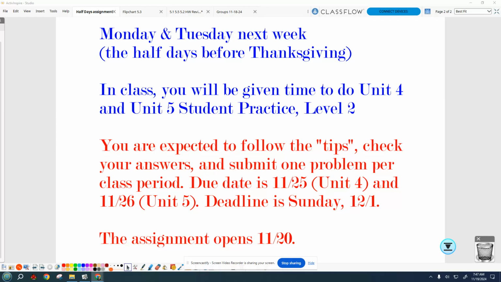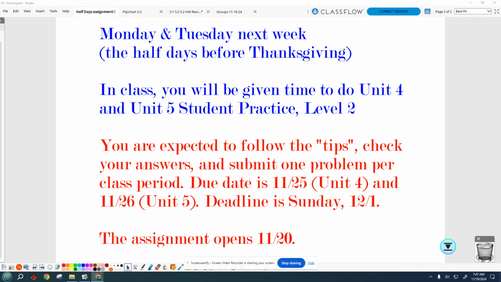We have all 7 periods on Monday, the half day, and all 7 periods on Tuesday, the half day. So classes are kind of on the short side, but we don't really have the luxury of doing nothing on those days. So, what the assignment is, especially for those of you who will be sick, is 2 of the student practice questions on AP Classroom.